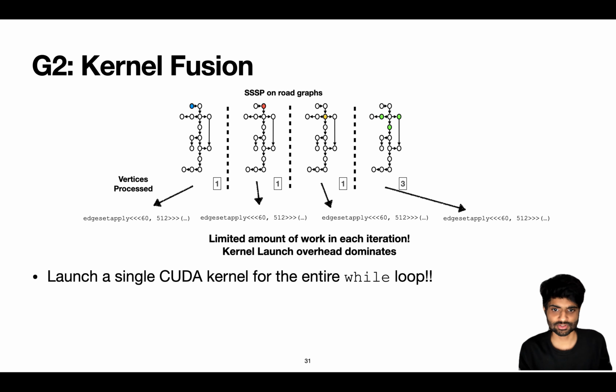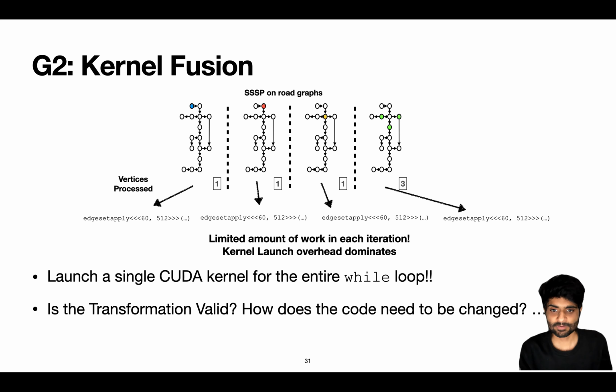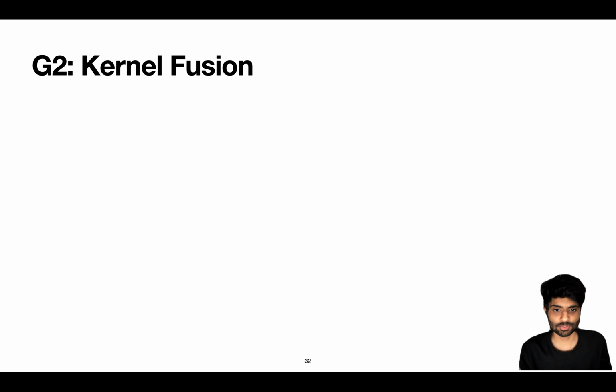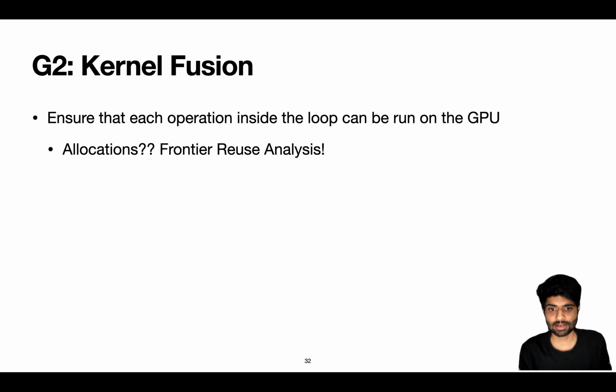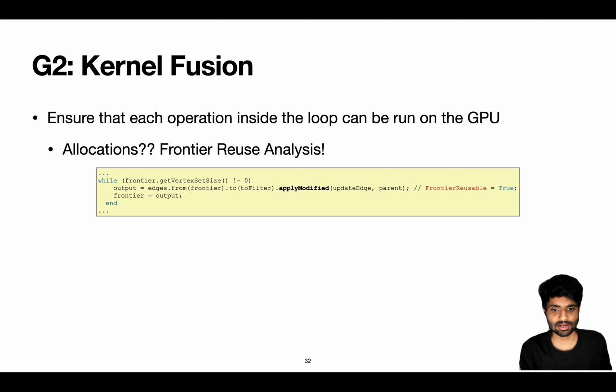We can get around this overhead by launching a single CUDA kernel for the entire while loop. But before we do that automatically in the compiler, we have to determine if the transformation is valid and how the code would have to be changed to implement this optimization. We have to mainly ensure that each step inside the while loop can be performed correctly on the GPU. For example, we cannot perform dynamic allocations and deallocations on the GPUs. This is where the frontier reuse analysis that we saw before comes in handy by eliminating the redundant allocations.